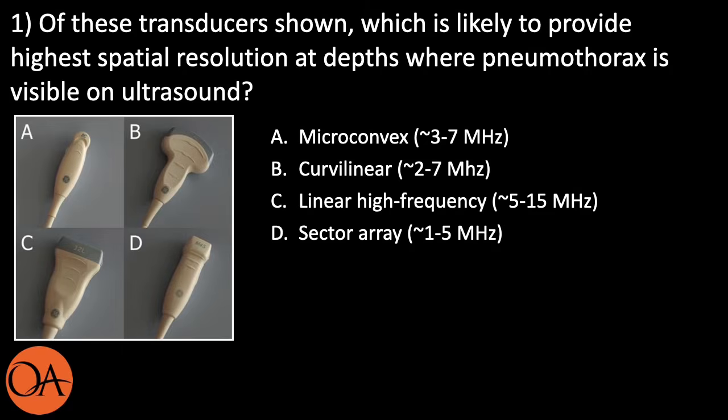Question 1. Of the transducers shown, which is likely to provide the highest spatial resolution at depths where pneumothorax is visible on ultrasound? The best answer is C, linear high-frequency transducer. This probe's high frequency permits high spatial resolution of the superficial space where pneumothorax manifests on ultrasound. More on pneumothorax later in this presentation.